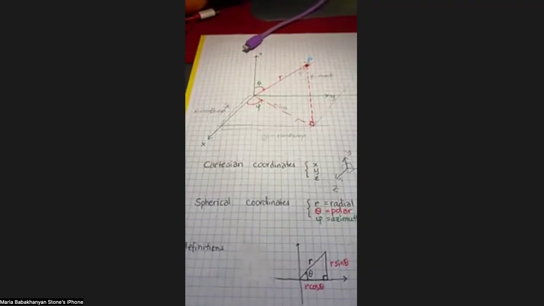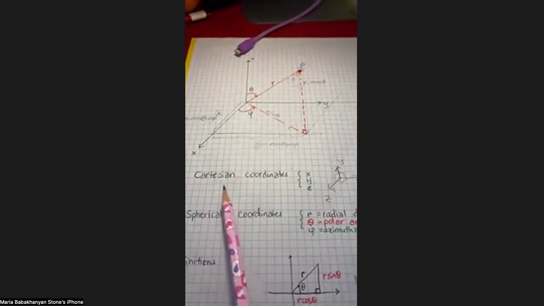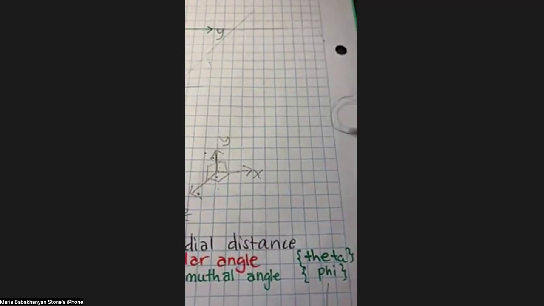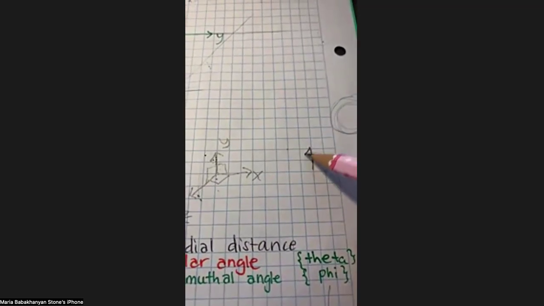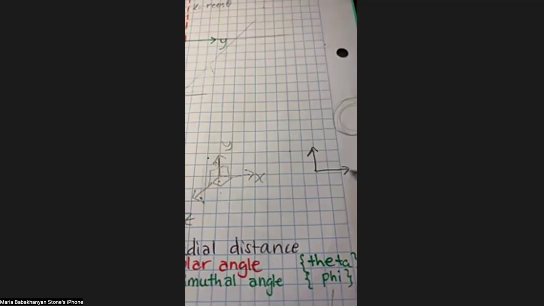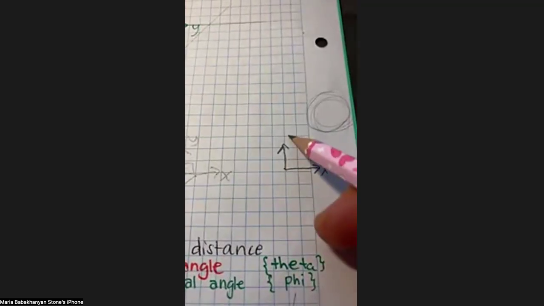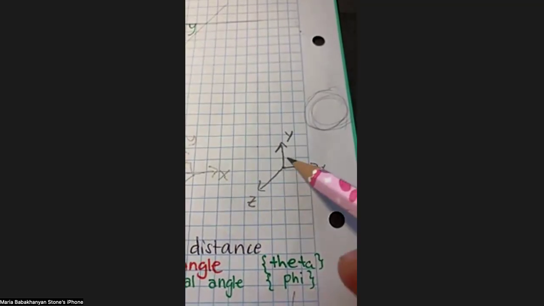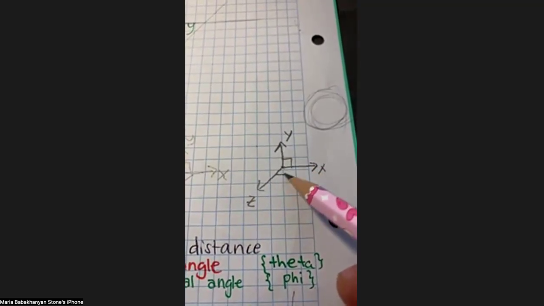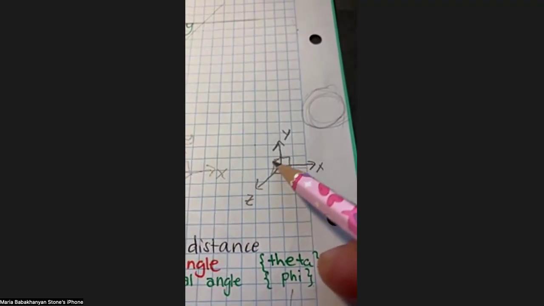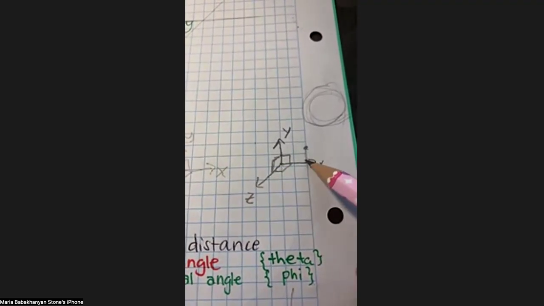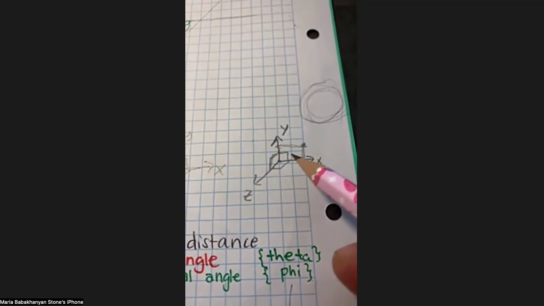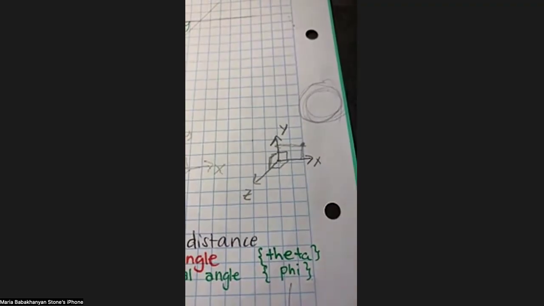So first of all, we have the Cartesian coordinates or orthogonal coordinates. You can have a 2D, right? X, Y, and then 3D, the Z axis. So any point in this system, if it's 2D, has two coordinates. If it's 3D, then it can have a third coordinate.